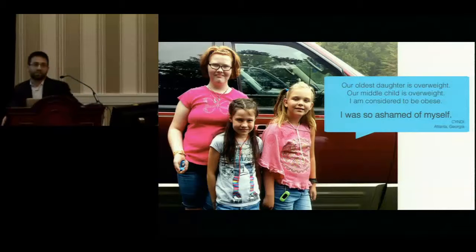We try to start everything we do with who we are really here for and here to serve. We are very mission-driven. Meet Cindy. Actually, this is not Cindy. These are Cindy's 3 children. Her oldest daughter is overweight, her middle child is overweight, and she herself, Cindy, not pictured here, is obese. She was ashamed of herself. Her pediatrician told her kids were at risk. He encouraged her to attend a camp that will improve their health and help start to change their behavior. She came to us through that camp.